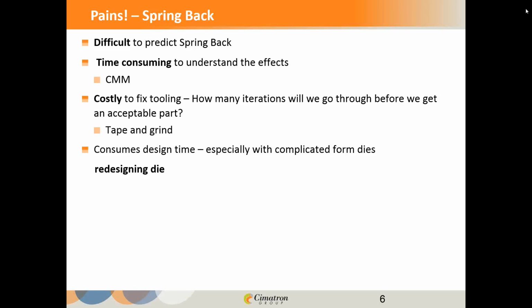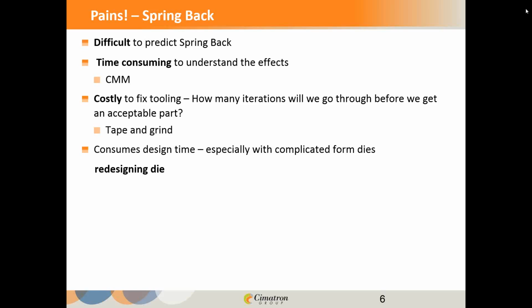Of course, I don't need to tell you why spring back is a pain. It's difficult to predict how the part is going to snap away from the die steels. It's also a challenge to get the information you need. Typically, you'll put on a CMM and digitize points to try to understand how the part has moved. And then when you've done that, how do you adapt the tooling? How do you adjust the tooling to match it?